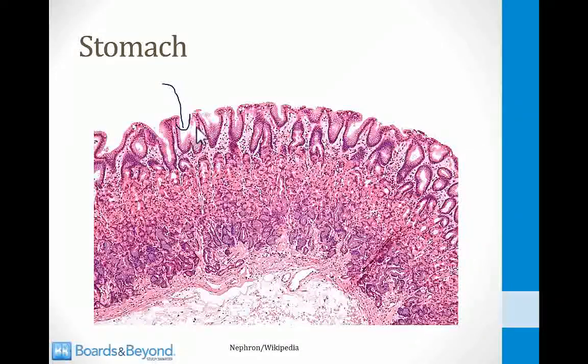On this slide, I've zoomed in on the picture from the last slide so that you can see the gastric pits here lined by simple columnar epithelial cells. You can see the mucosal layer of the stomach here. You can see pink parietal cells here and dark blue or purple chief cells down here at the bottom.